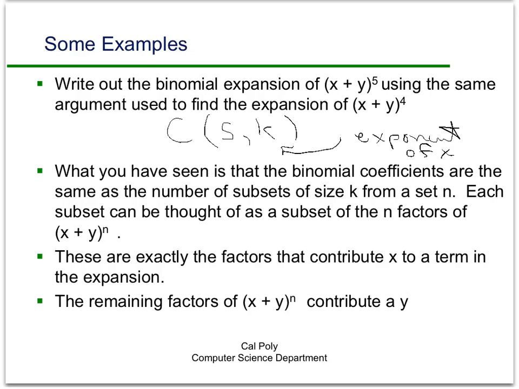As you've seen, the binomial coefficients are the same as the number of subsets of size k from a set of size n. And again, I just want to emphasize this because that's really the whole point of this screencast: each subset can be thought of as a subset of the n factors of (x plus y) to the n. And these are exactly the factors that contribute x to a term in the expansion.